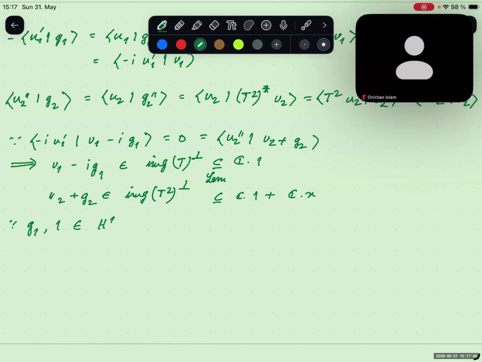These are, of course, in H1, AB, and G2, 1X, this is in H2, AB. So we can simply conclude from this that G1 is definitely an element of H1 AB and G2 is an element of H2 AB.